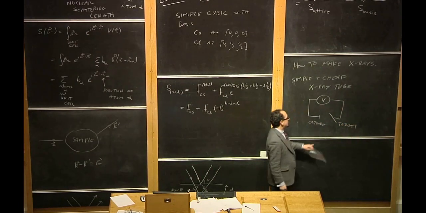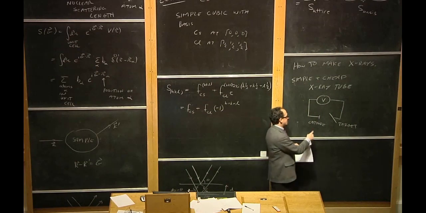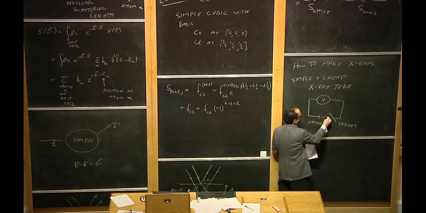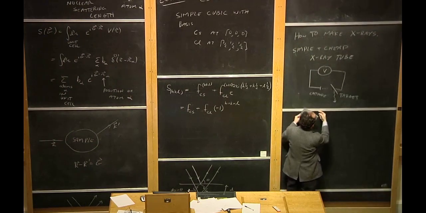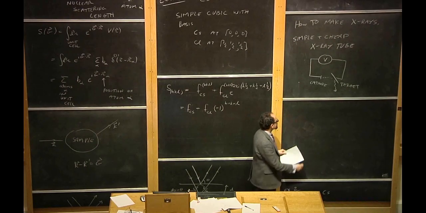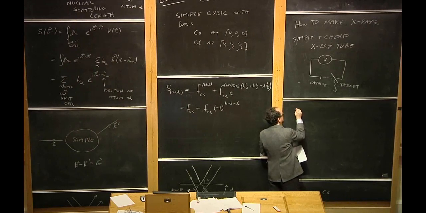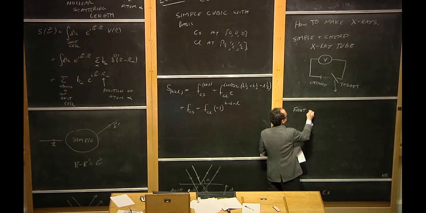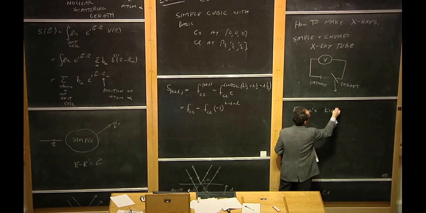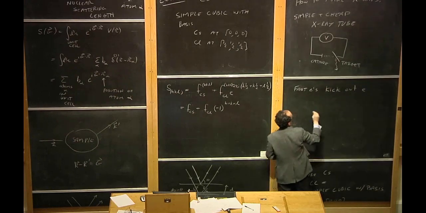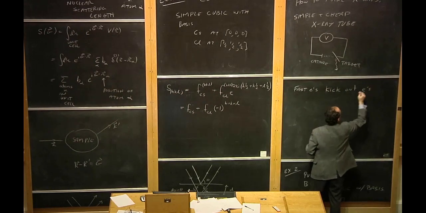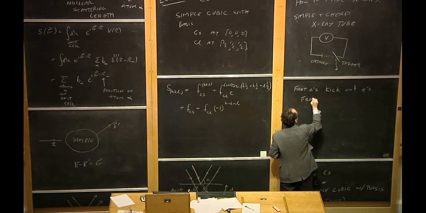And by having this huge voltage, you spit electrons off the cathode, and the electrons hit the target, and off come X-rays. So what's really happening here is that the electrons, fast electrons, kick out electrons from core orbitals.